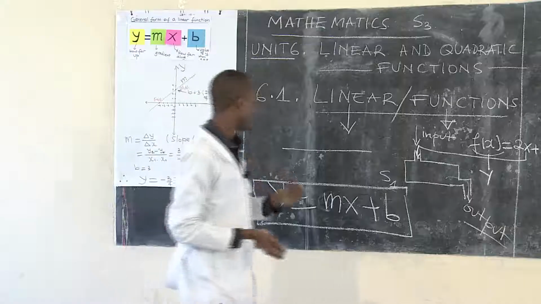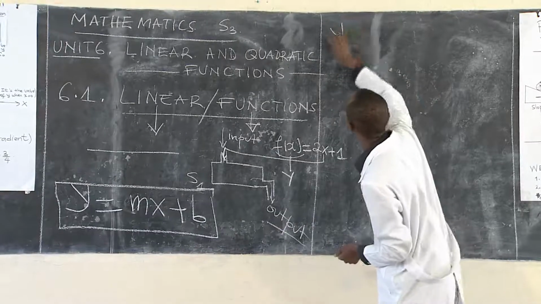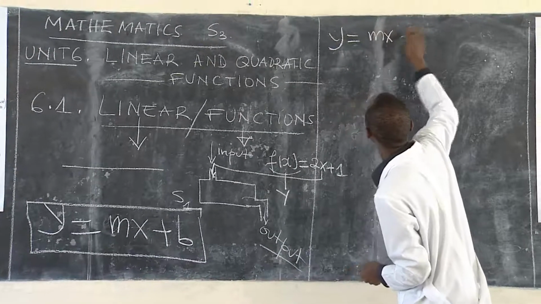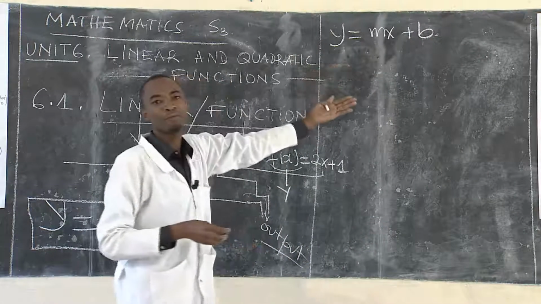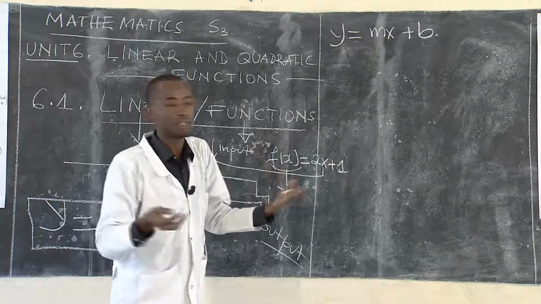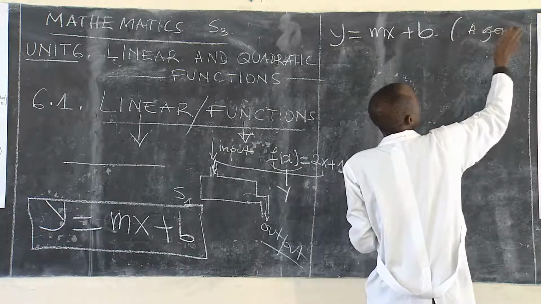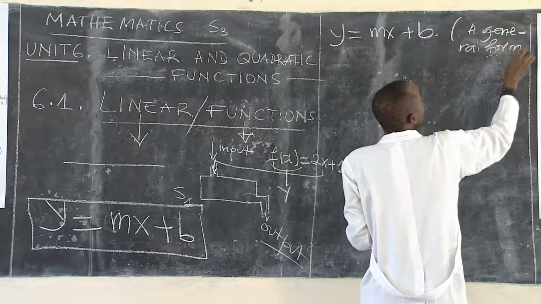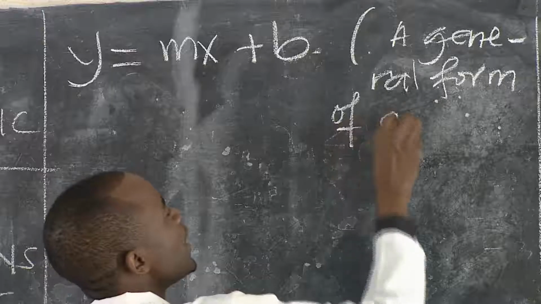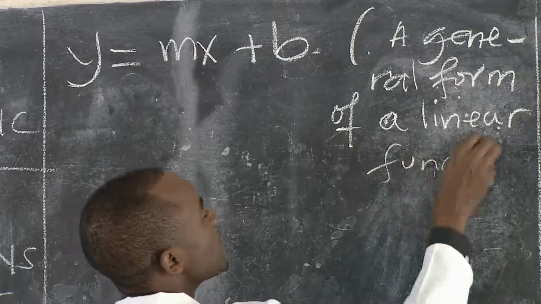Okay? Now, from there, if I have this y = mx + b, this is the general form of a linear function. We actually call it a general form of a linear function.